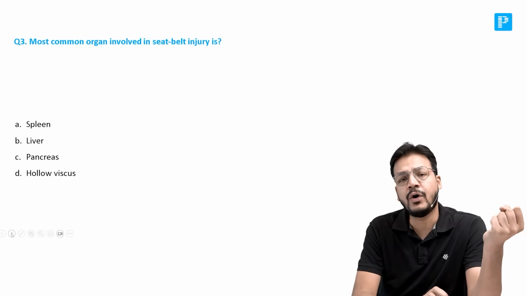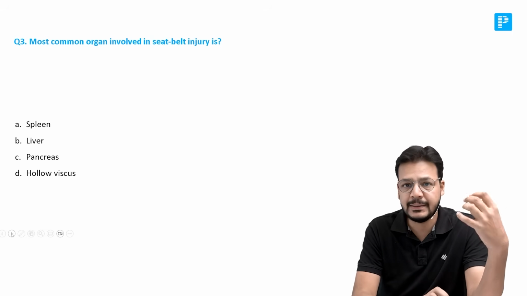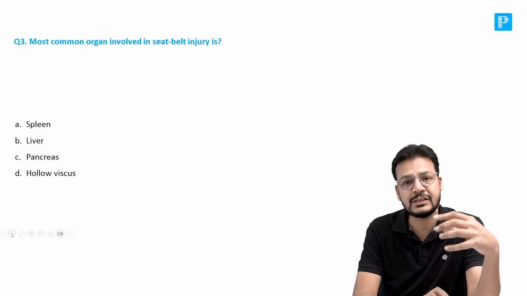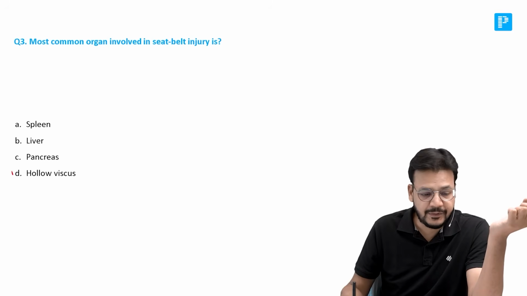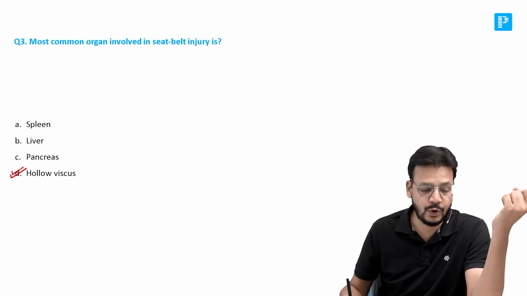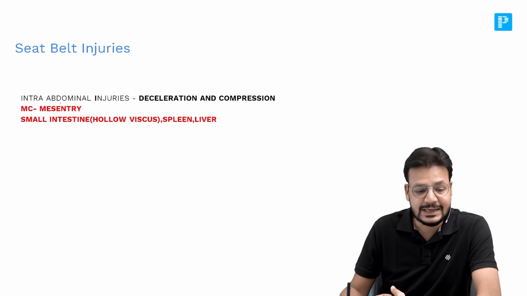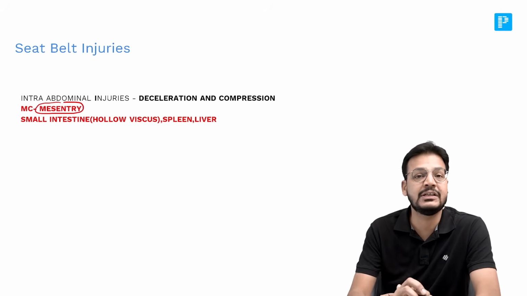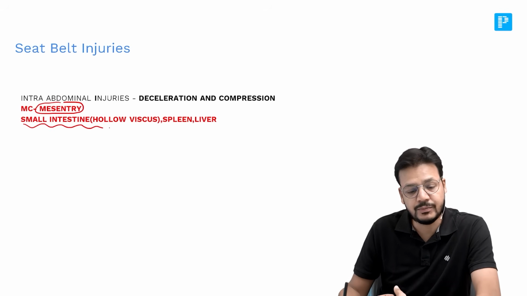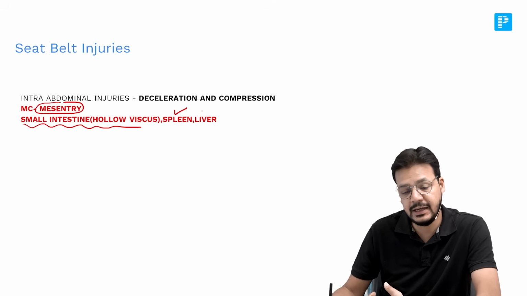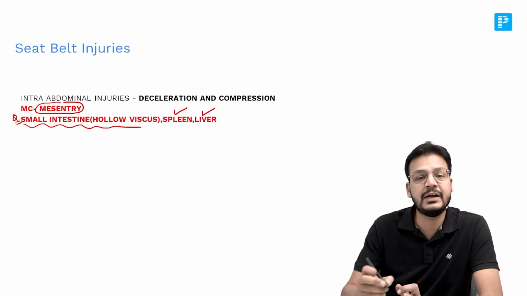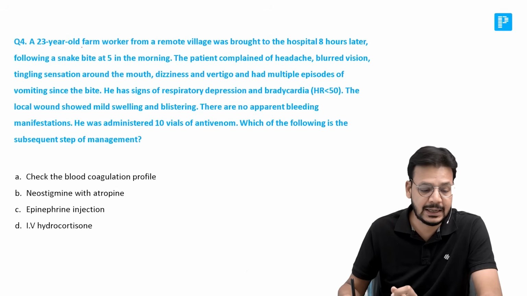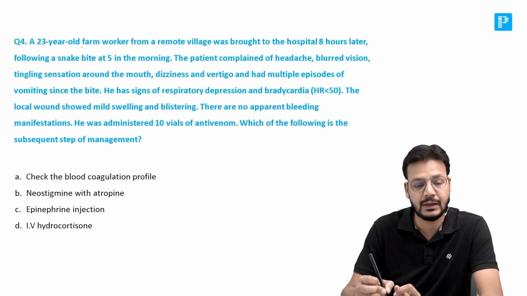The most common organ involved in seatbelt injury, here the best answer, if you want to ask the particular one, would be mesentery. But here, apart from mesentery, the second best answer is hollow viscus. You can see in seatbelt injury, the most common organ injured is mesentery. The remaining are small intestine, that's a hollow viscus, spleen and liver. So the second best answer would be small intestine, that is a hollow viscus. That's why here the answer is hollow viscus.